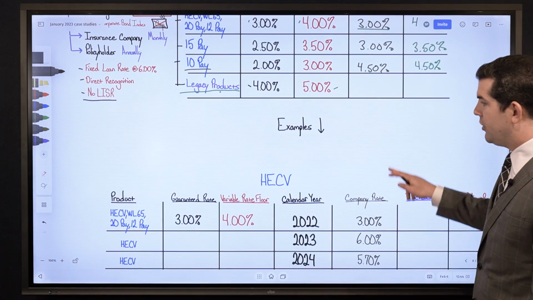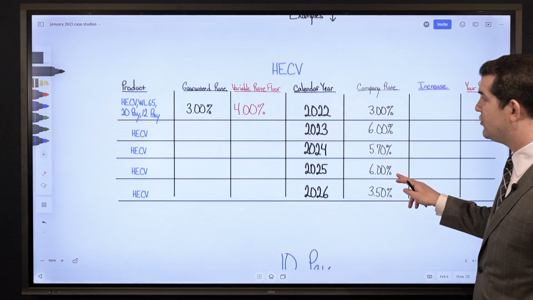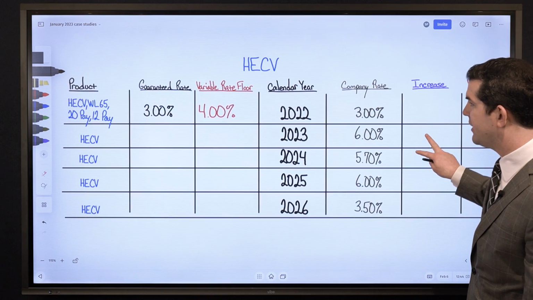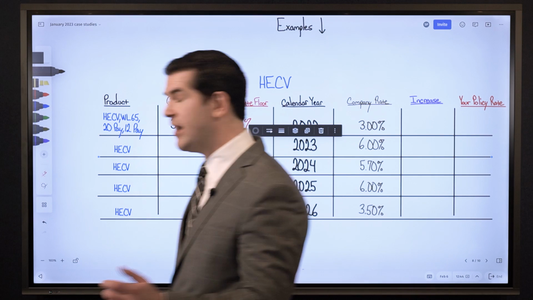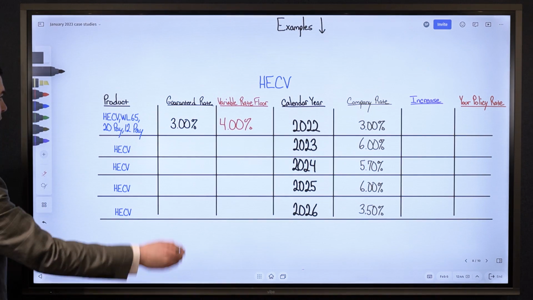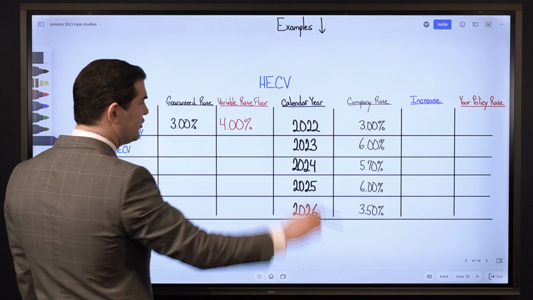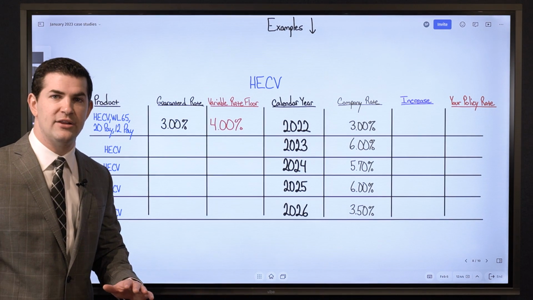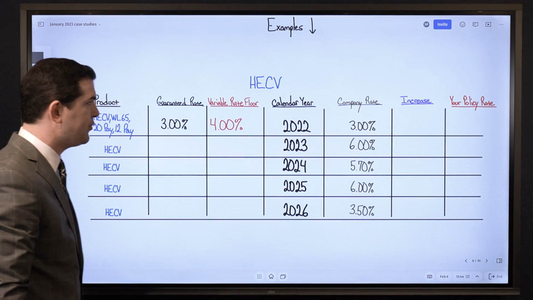So a couple examples here. Let's first look at the high early cash value product, the HECV, which is a good option if I like strong upfront cash values, and I want the ability to pay into a policy for a long period of time. I can pay into the high early cash value product up until the age of 85. So let's assume that you start a policy in 2022. The company rate, meaning MassMutual's rate when you start the policy, let's pretend it's January for simplicity, is 3%.